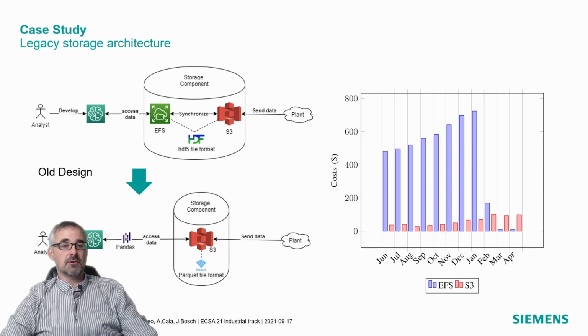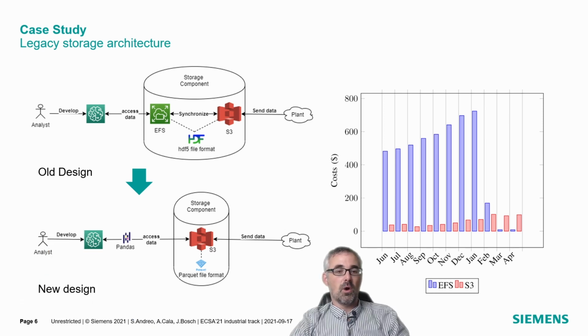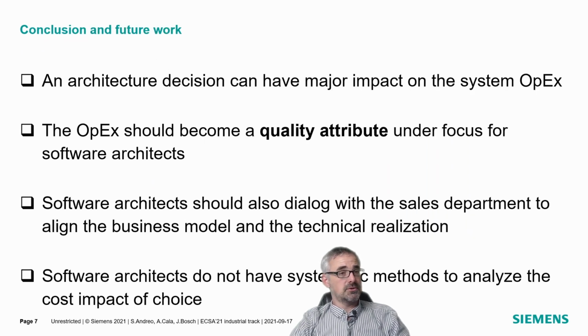Because we were monitoring those costs, we changed the architecture. The change was basically changing the file format persistence. We moved from HDF5 to Parquet. With Parquet, we were able, with the Pandas library, to access data directly from S3, so we could get rid of the EFS cost. As you can see on the right side, we made the migration of all our projects between January and March, and if you sum up everything, we reduced our OpEx cost for storage from $800 to almost $100, a factor of 8.